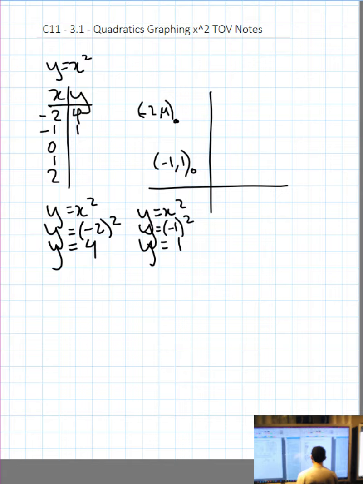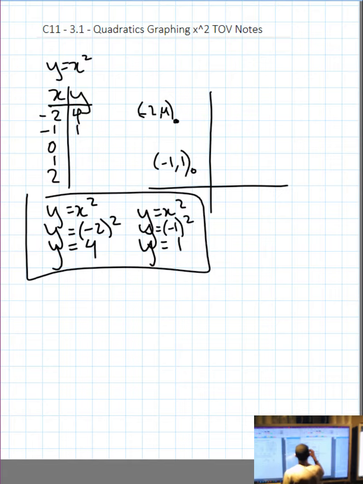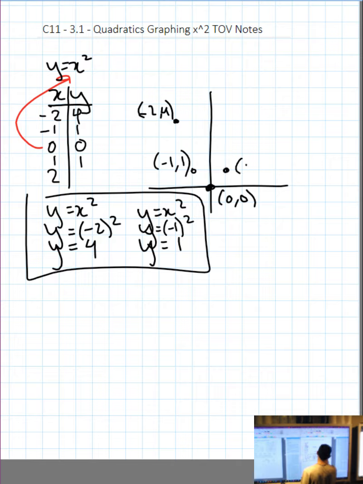Now, this substitution must be easier. Well, why don't we just think about it? So what if we just take the x and put it in? So when x is 0, 0 squared is 0. When x is 1, 1 squared is 1. Forgot to put the point on. 0, 0. 1, 1. Back to the table on the left.